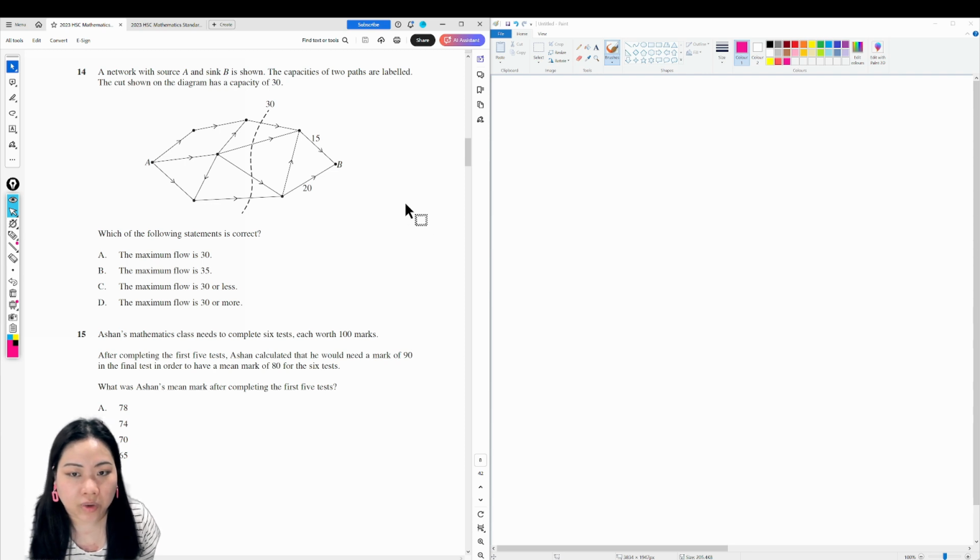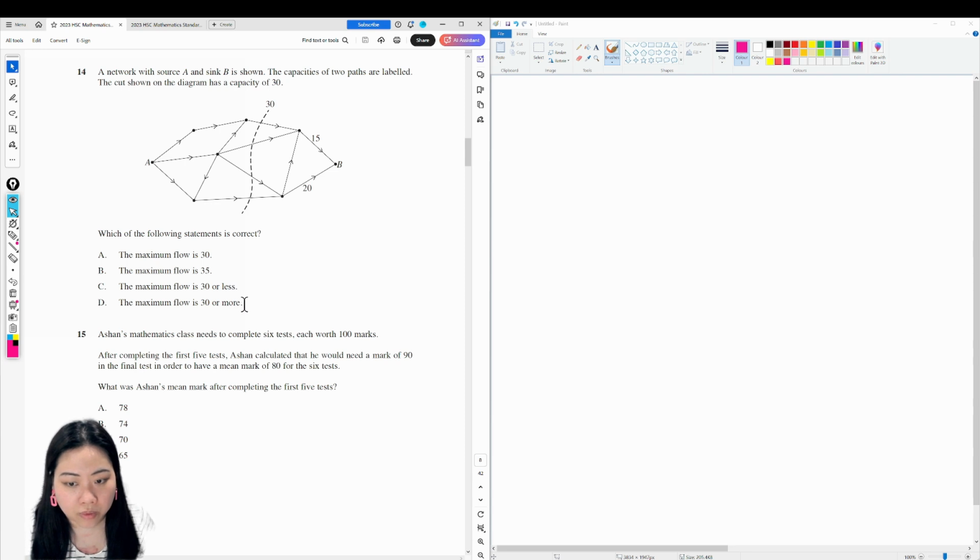14. A network with source A and sink B is shown. The capacities of two paths are labeled. The cut is shown on the diagram to have a capacity of 30. Which of the following statements is correct? The maximum flow is 30. The maximum flow is 35. The maximum flow is 30 or less. Or the maximum flow is 30 or more.